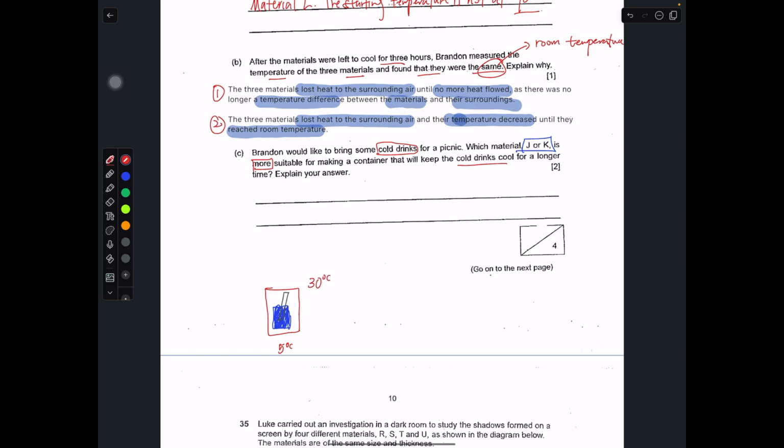Over here, heat always flows from a higher temperature to a lower temperature. The heat will be flowing in. So the drinks themselves will gain heat from the surrounding. And what you're going to do is slow down this process. And how do you do that? You must choose a poorer conductor of heat in order to do that.